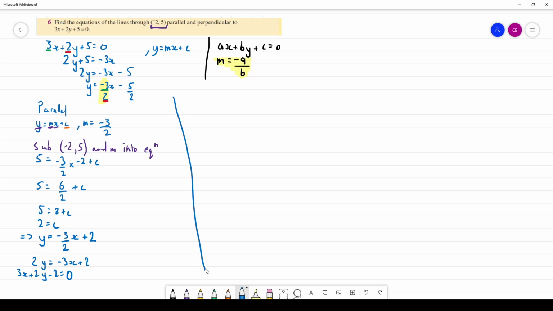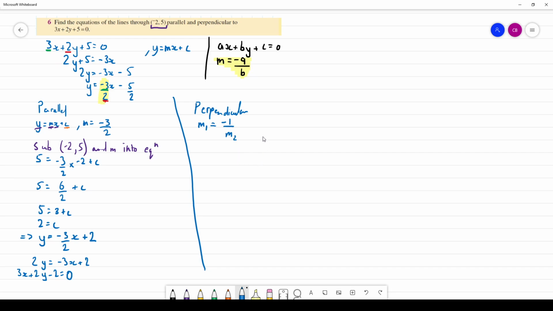Now we want to do the perpendicular. Ooh, that is a really good straight line. Well done. Perpendicular. Now perpendicular, what does that mean? That means our gradient is going to be the negative reciprocal. I'm going to call this m1, is going to be equal to the negative reciprocal of our other gradient.